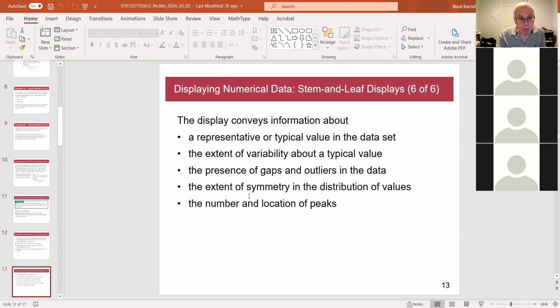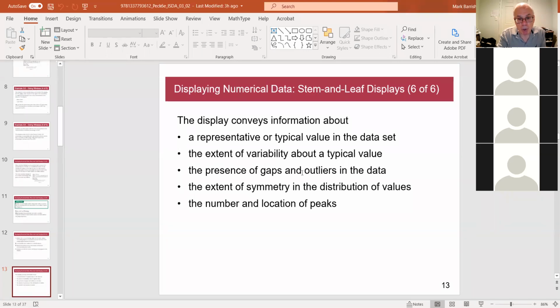And this is something important. What does a stem and leaf convey? So again, I give you a stem and leaf. You can do calculations. You can also do interpretations. And then interpretations could be one of these things here. It conveys information about a representative or typical value in the data set. In other words, where do most of the data values lie? So does it lie with smaller values, middle values, higher values, like that? How wide are these values? How variable are they? Are they very variable? Are they all close together?